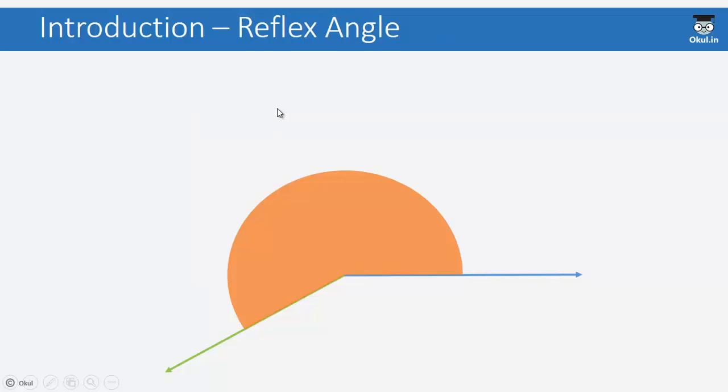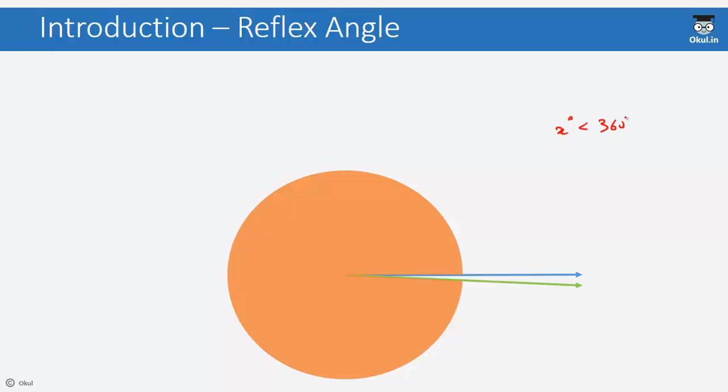Then we have the reflex angle. If the value of the angle lies between 180 and 360 degrees, then we say it is a reflex angle. So here the value of x lies between 180 degrees and 360 degrees. Then we can say that x is a reflex angle.